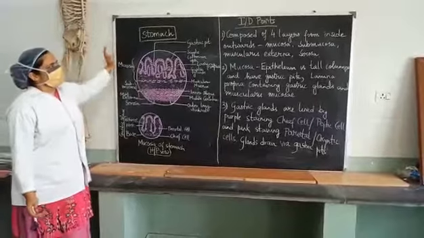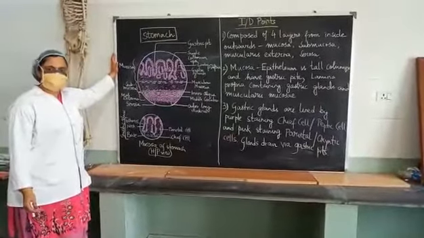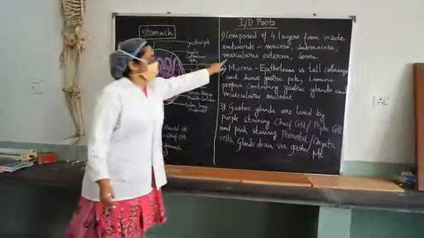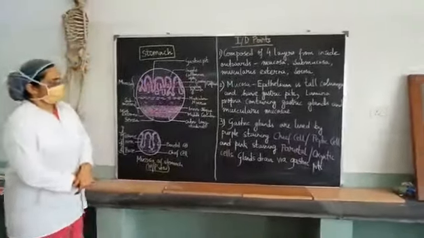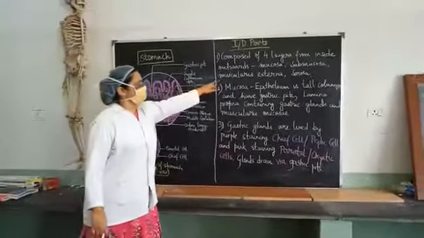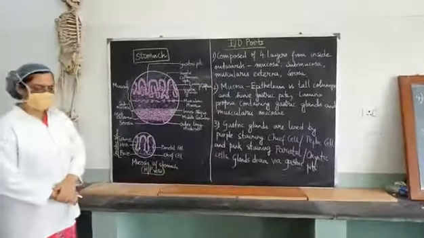Now, as the stomach is a part of the GI tract, from inside outwards there will be 4 layers. First is mucosa, then submucosa, then muscularis externa, and then serosa.